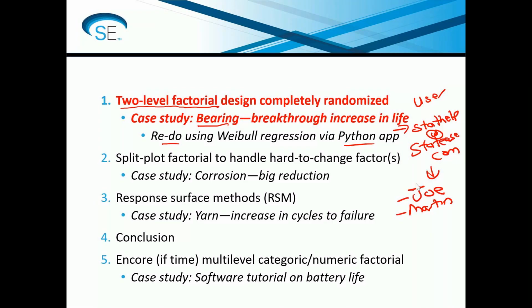So then, as I mentioned, we're going to move on and talk about split plot to handle hard to change factors. We'll talk about response surface methods for process optimization, product improvement, product optimization, and I have a case study there that's kind of a classic on yarn, increasing the cycles to failure. And then we'll conclude, and then I have an encore, which, if time allows, I'll present, but at least I'll show you where it is. It's a software tutorial on battery life.